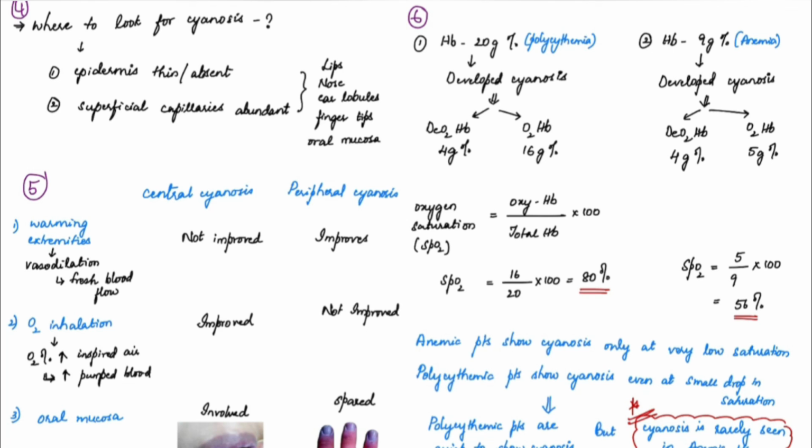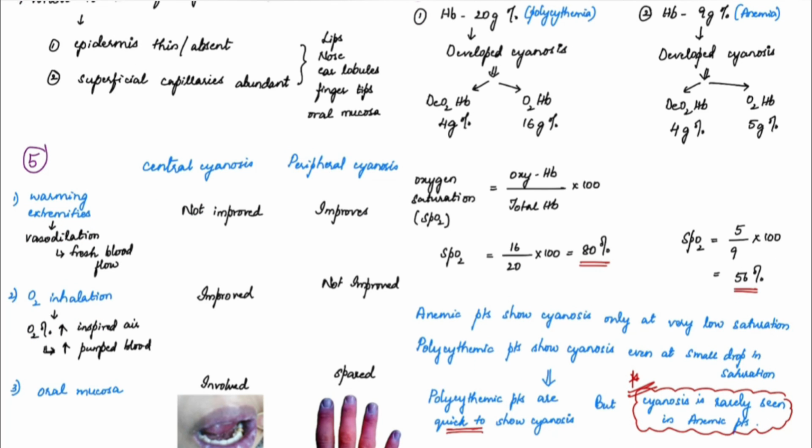The extra edge point to remember, we will directly look at the inference here. So polycythemic patients are quick to show cyanosis, but cyanosis is rarely seen in anemic patients because they require a larger fall in saturation for cyanosis to appear.